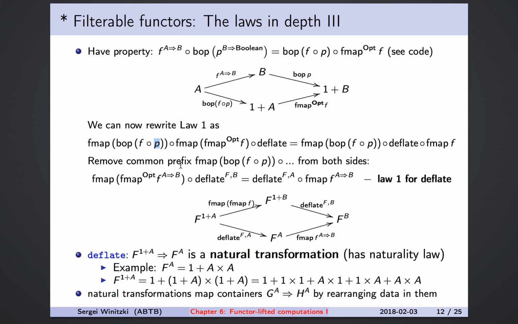And so at this point we have derived the naturality law for deflate, which on the diagram looks like this. We first map f1 plus a to f1 plus b. Then we deflate with respect to b, or we first deflate with respect to a, and then we map a to b. And that should be the same. So that's the naturality law. And having the naturality law for a function between functors means that it's a natural transformation. That's basically the definition of natural transformation. It's a transformation of one functor into another, such that the naturality law holds, that you can fmap before the transformation, or you can fmap after the transformation, and that's the same.